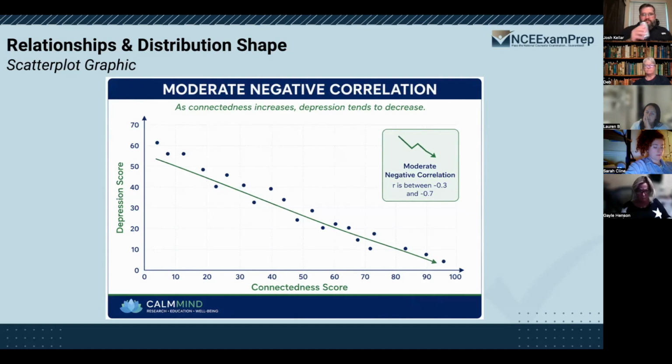Where is the R? R has to be calculated using a formula. We haven't gotten to that part yet. You can't tell R just by looking at a scatter plot. What we'd have to do is take all of this information and run it through the complicated formula that you don't need to know, and then we would arrive at that coefficient, R equals negative 0.4 or whatever it might be.